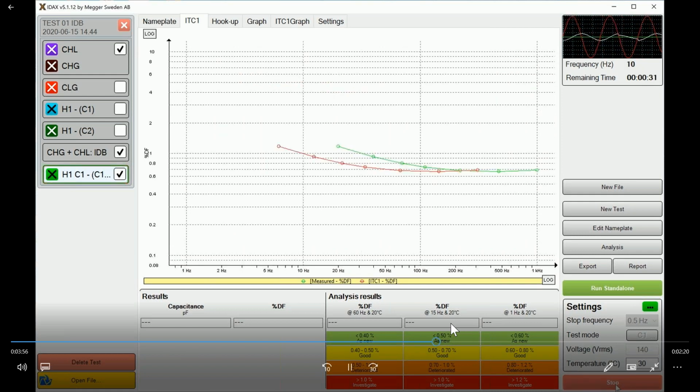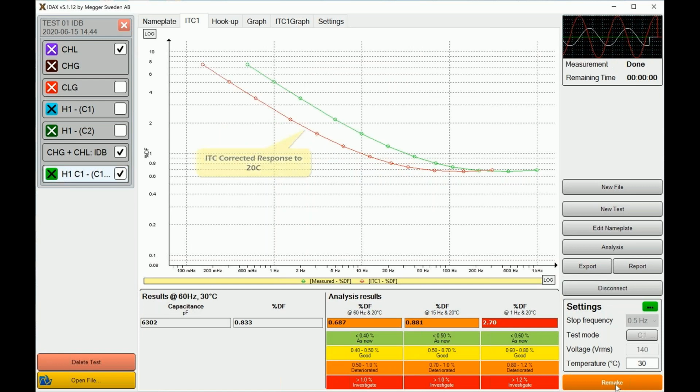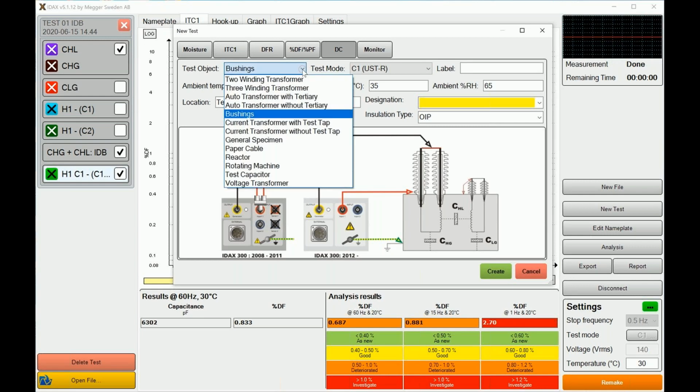Because the temperature selected is 30 degrees C, the curve on your right-hand side represents the higher temperature, and that is the one being measured. In parallel, we can see the ITC corrected response at 20 degrees C. So basically, you have in one shot the information and the corrected curve for proper analysis.